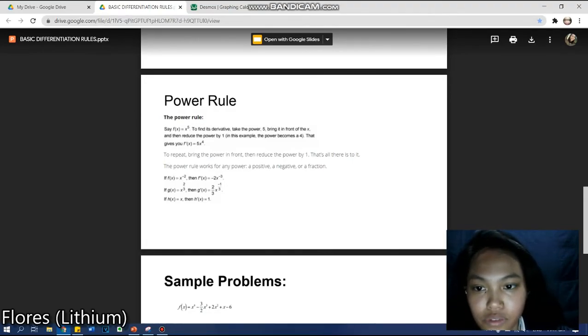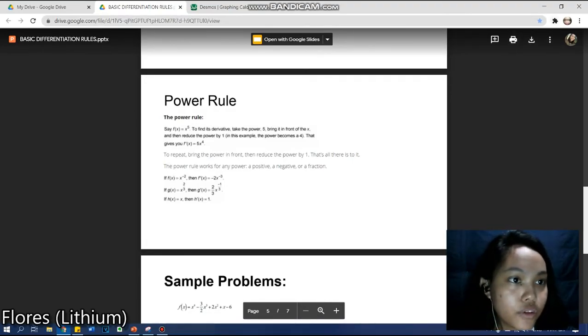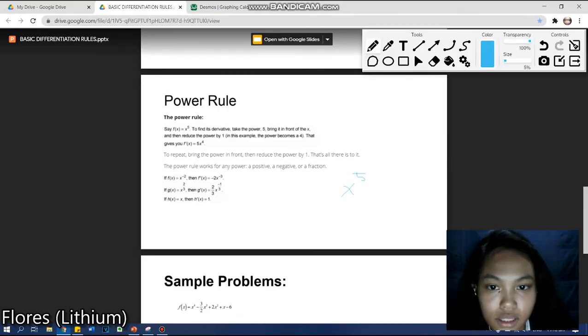That gives you the derivative of f of x is equal to 5x to the 4th power. So let's try that. x to the 5th. It says that it should move to the front, so 5x, and then the power is reduced by 1, so 5 minus 1. 5 minus 1 is equal to 4. So this is the final answer.